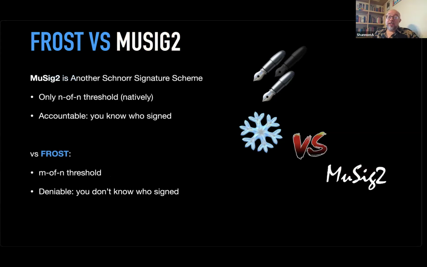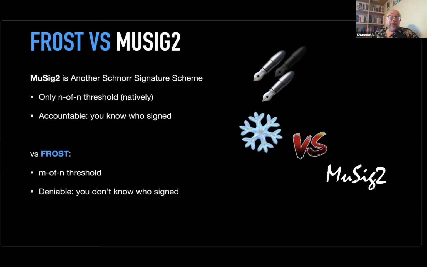There's another Schnorr-based signature scheme that has quite a bit of usage called MuSig2. There's two big differences between the two. First, FROST is a threshold system, while MuSig2 is just an n-of-n multi-sig system. Thresholds are possible using Merkle trees, but it's a bit of additional work.